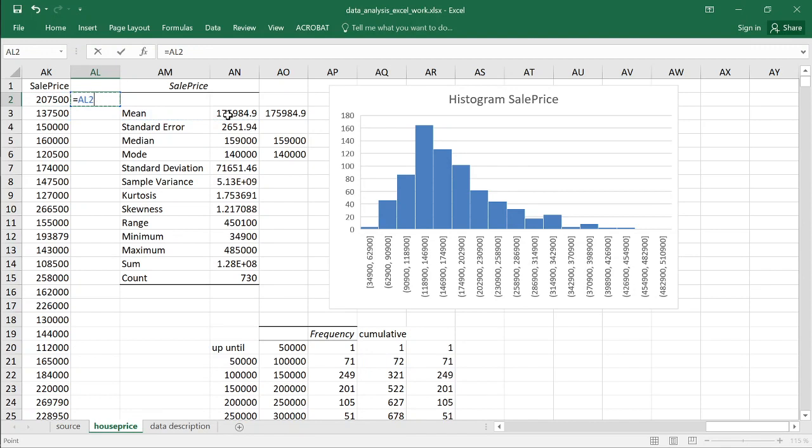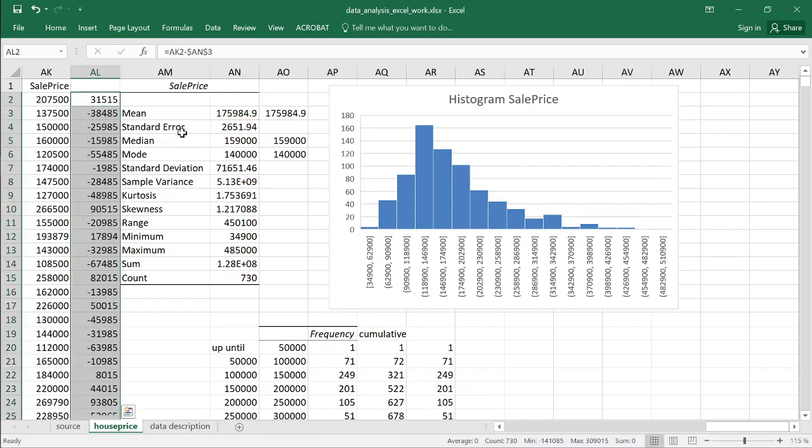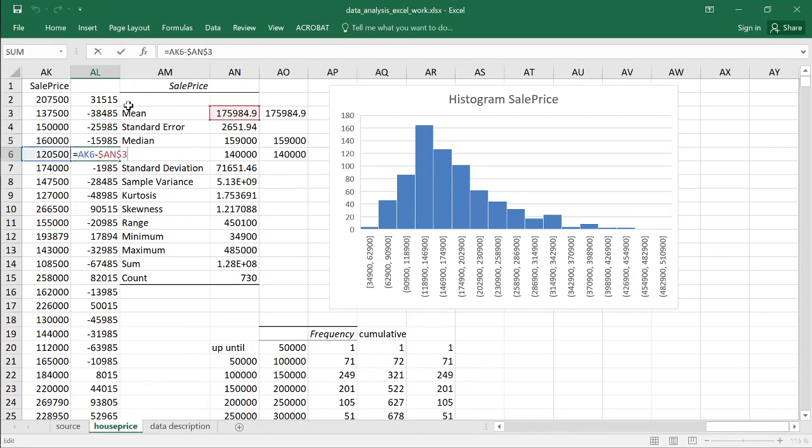Okay, so we have a sales price minus the mean, and I'll fix the mean here by pressing the button F4, and now I can copy that cell by double clicking, and we see for each and every entry here we find deviations from the mean.